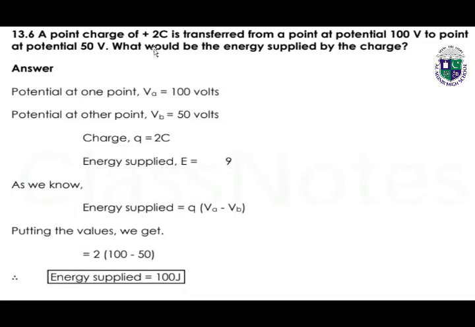Now look at statement 13.6. A point charge of +2 C is transferred from a point at potential 100 V to a point at potential 50 V. So potential at one point is VA equal to 100 volts, and the other point VB is equal to 50 volts. It is given in the statement. Charge is 2 C. So we have to calculate the energy supplied. We know that energy supplied is equal to Q times (VA minus VB). Putting the values, we get energy supplied, which is 100 joules.